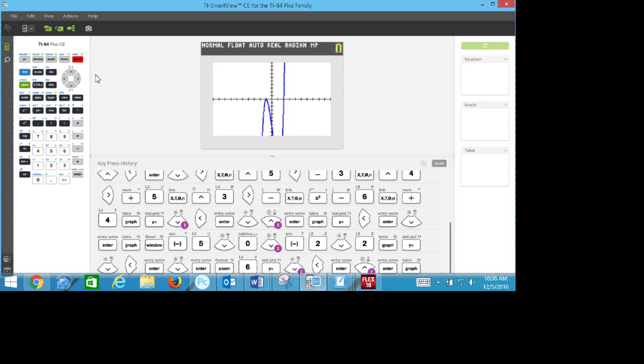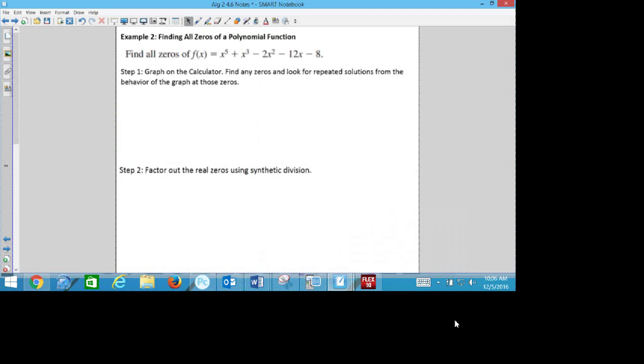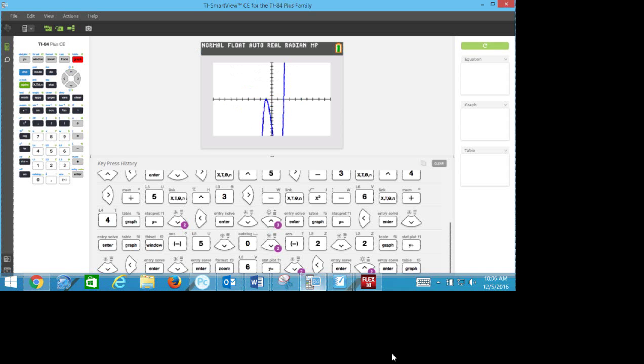How many solutions should we be getting? 5. We should be getting 5 solutions. Or 5 zeros, I should change the word to zeros. But the way it looks on our picture, there's only 2. Actually, it looks like there's 3. Who can tell me why? At -1 it hits it, and that counts as repeating.